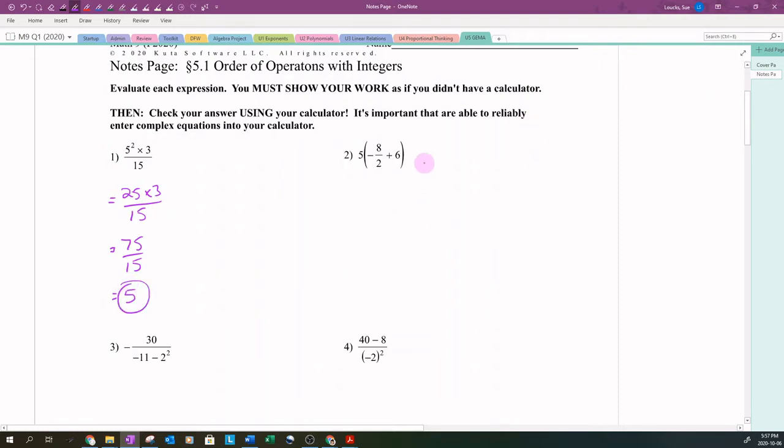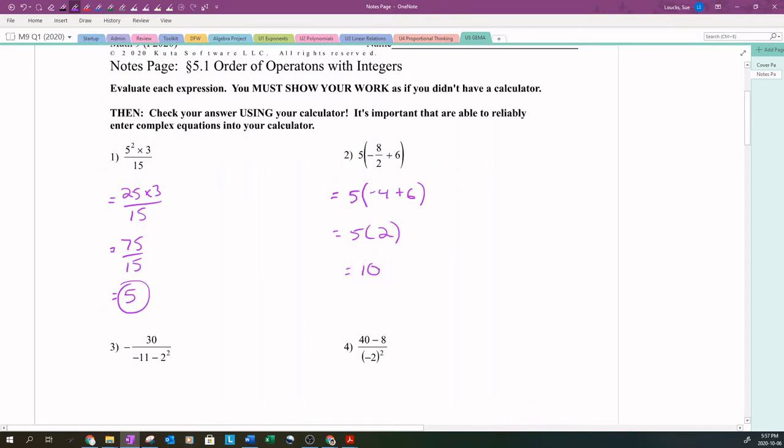Question 2. I need to do what's inside the brackets first, so I'm going to do 5 times something. And this isn't an adding fractions situation, because 8 divided by 2 is 4, so this is negative 4 plus 6. So this is 5 times 2, which is 10.